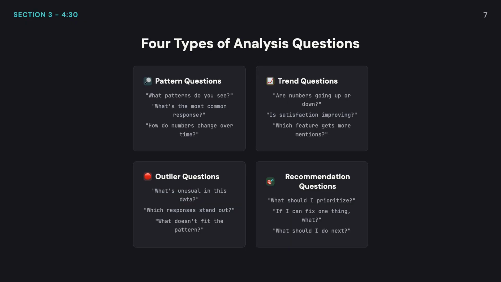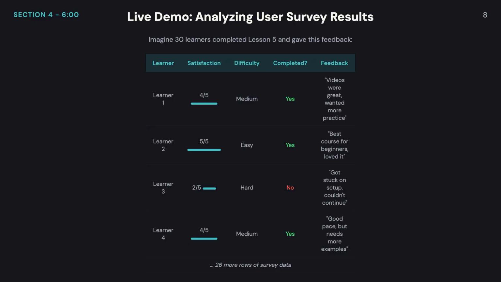Let's see this in action. I've got user survey results from O2 Ship learners. First, I give Claude context. I run a learning platform called O2 Ship. Here are survey results from 30 learners who completed our first 5 lessons. Help me understand what's working and what needs improvement. Now I ask, what patterns do you see in the satisfaction and difficulty ratings? Group the open-ended feedback into themes. Claude identifies patterns. Then I dig deeper.